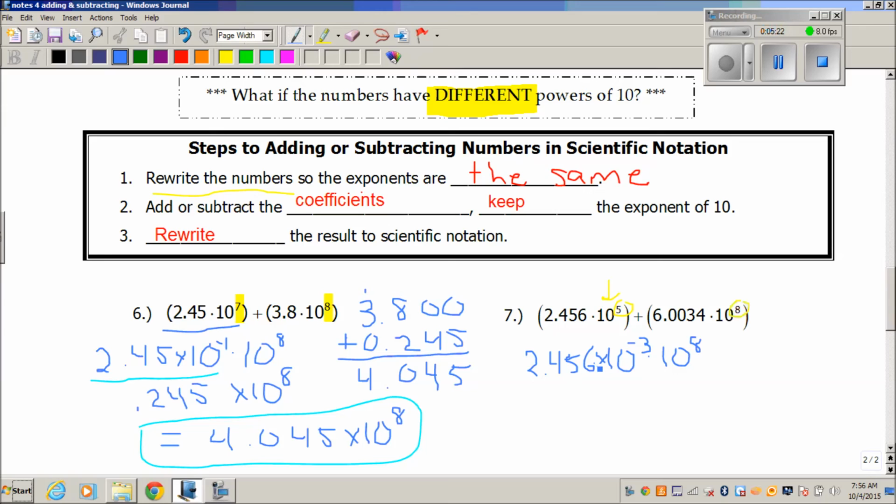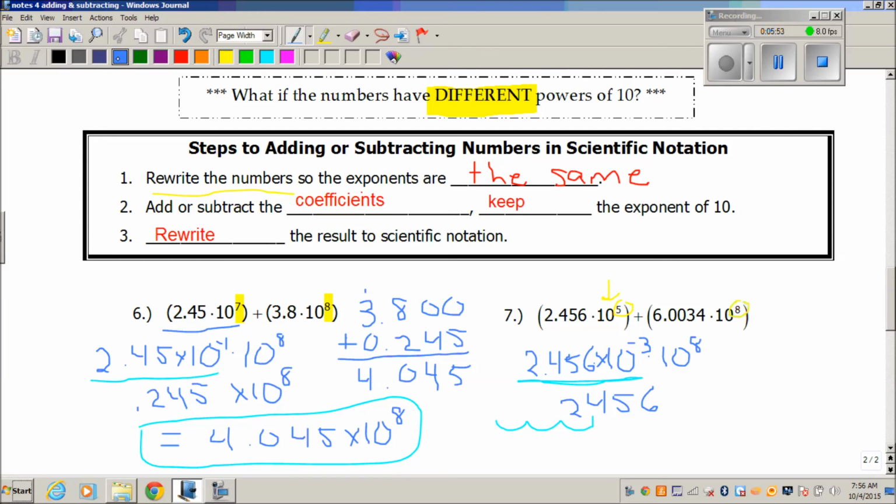Okay? So now what I'm going to do is use that 10 to the negative 3 to readjust my coefficient. This 10 to the negative 3 tells me I'm going to have a small number less than 1, so I'm going to move it to the left 3 decimal places. So I'm going to copy over my coefficient, and I'm going to move the decimal place to the left 1, 2, 3 decimal places.